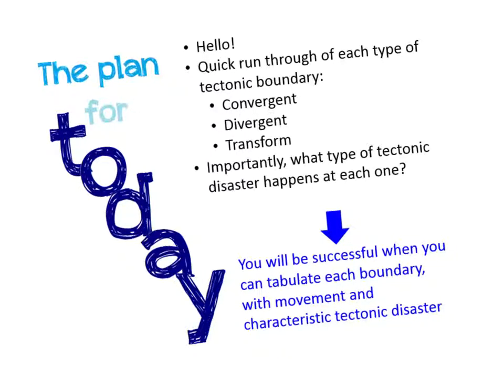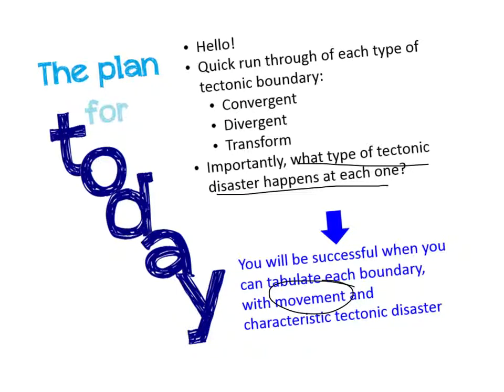Here's the rundown of today. We're going to go through the three types of tectonic boundaries: convergent, divergent, and transform. And this is the big one here. You need to be able to tell me what type of tectonic disaster happens at each one and what sort of movement happens at each one.